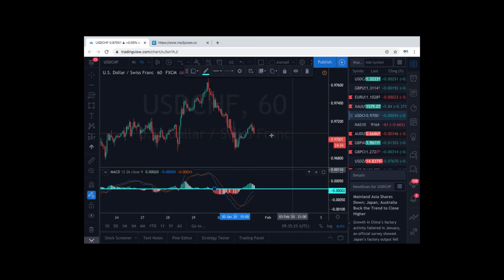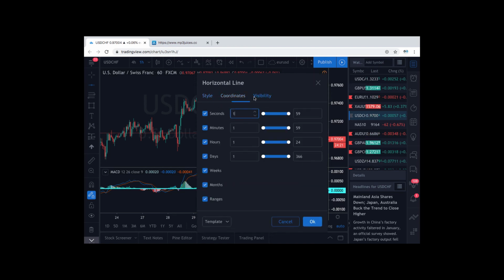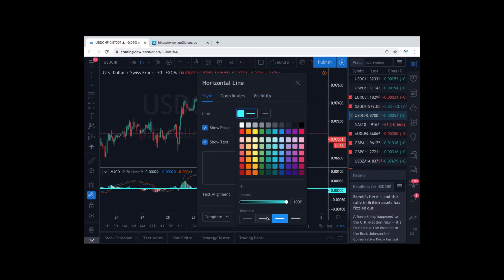I've put it on 0.2. Let me just try and make it exact. Coordinates 0.0, right? Style. We want to try and make the style of this a bit smaller, so that it doesn't mess up with the way we see the indicator. Opacity there. Let's try and make it red, which is a more visible color. Or let's just make it white actually, since my chart has got a black background.